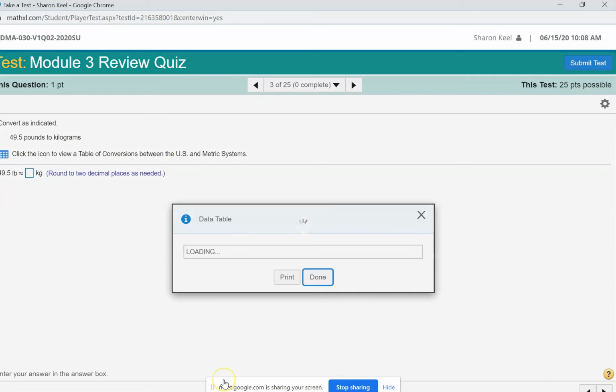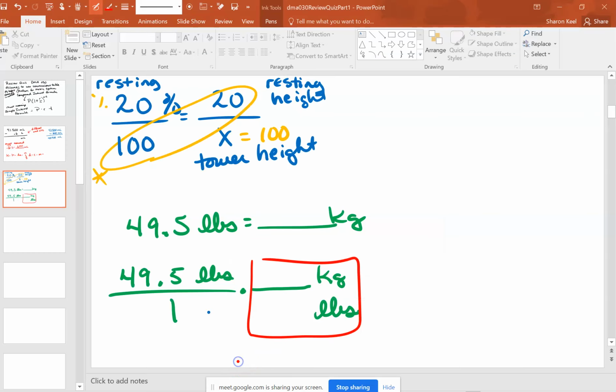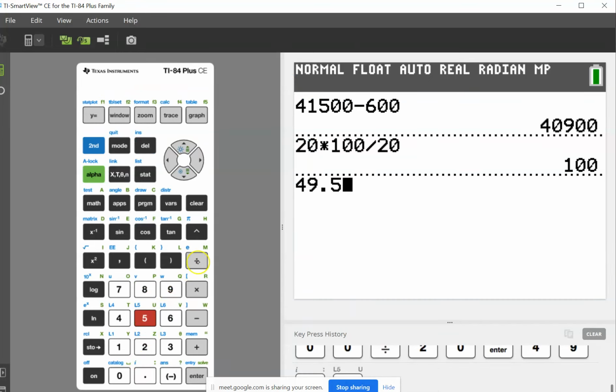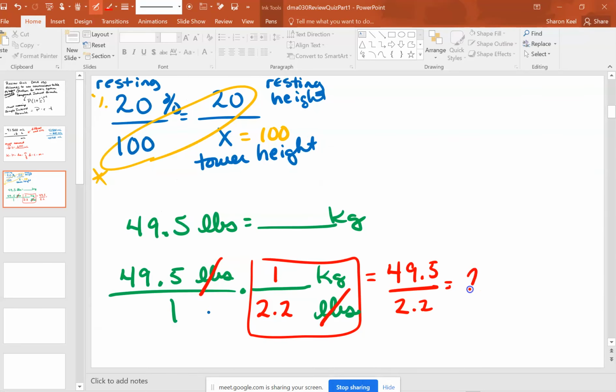I'm going to click on this button. We're going from pounds to kilograms, so that's weight. So 1 kilogram is 2.2 pounds. The pounds are going to cancel. 49.5 times 1 is 49.5. 1 times 2.2 is 2.2. We're now going to use our calculator, and we're going to do 49.5 divided by 2.2, which is 22.5 kilograms.